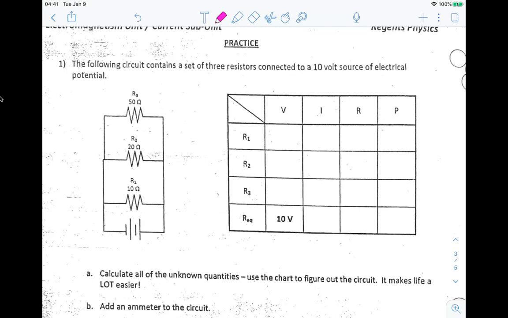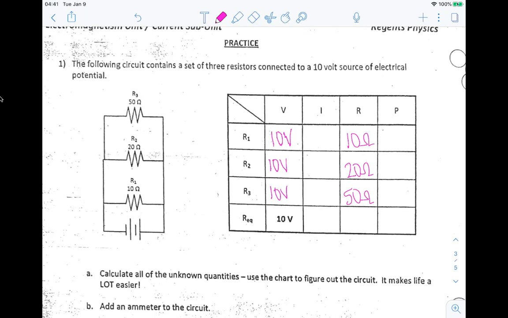In parallel circuits, if you look on page 4 of your parallel circuit rules in your reference table, we know that in a parallel circuit, all of our voltages are constant. So because of that, I can add 10 volts for each of my resistors, R1, R2, and R3. They also give us the different resistors in the circuit diagram, so we can label those accordingly. R1 is 10 ohms, R2 is 20 ohms, and R3 is 50 ohms.